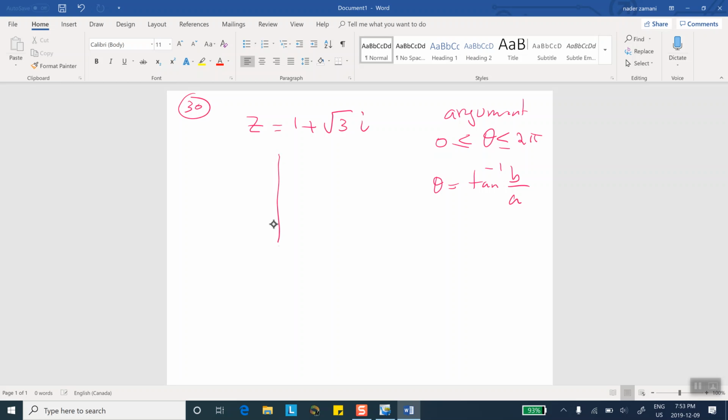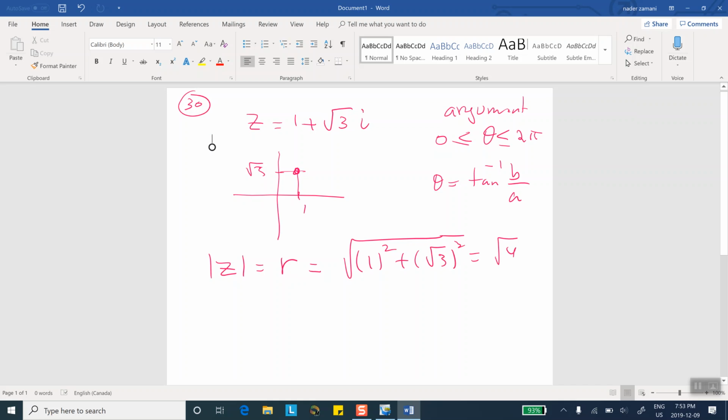Okay, so we don't really have to draw these things, but it's helpful. So there is 1, there is root 3, the complex number is right there. And the modulus, or r, is equal to square root of 1 squared plus root 3 squared, which means square root of 4, which is 2. Incidentally, what we just did is to find this hypotenuse. That's what we did.